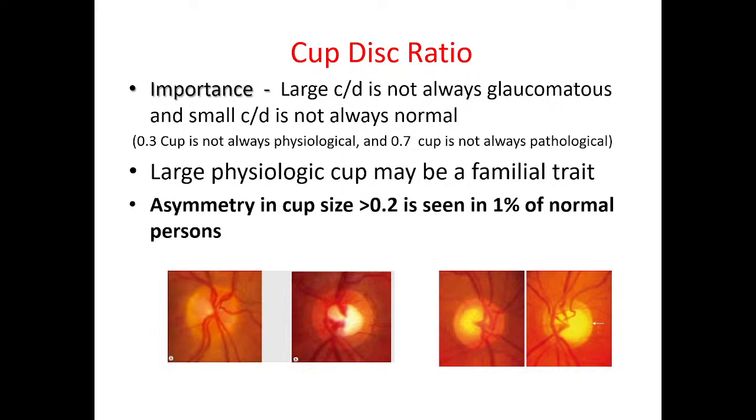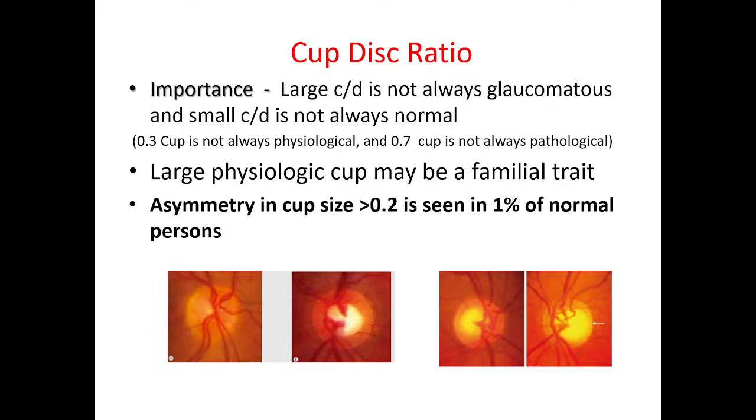This is very important. Next line, asymmetry of cup of more than 0.2 is seen in a very small percentage of normal patients. Asymmetry of the cup means one disc has a 0.4 cup and the other disc has a 0.7. Normally we have a symmetrical disc and a symmetrical cup, so if there is asymmetry, we suspect glaucoma, because the disc is usually symmetrical in both eyes. The cup has to be symmetrical in both eyes, except in patients with unilateral high refractive error. If the disc is asymmetrical, then the cup will be asymmetrical. If the discs are symmetrical and the cups are asymmetrical, then it is suspect glaucoma.